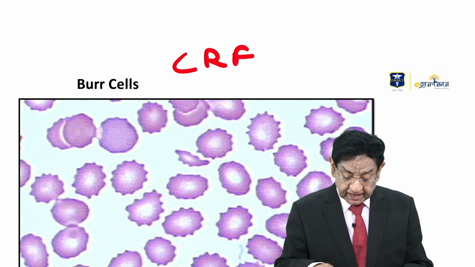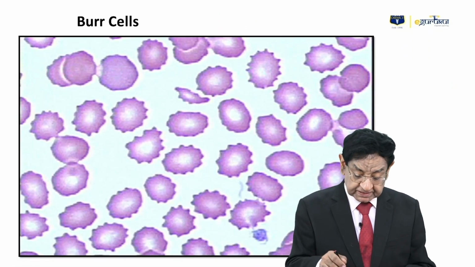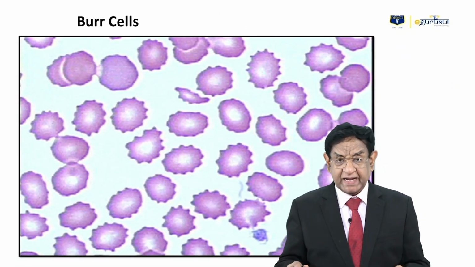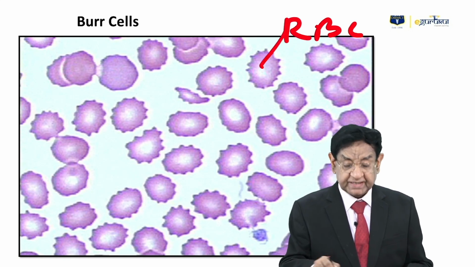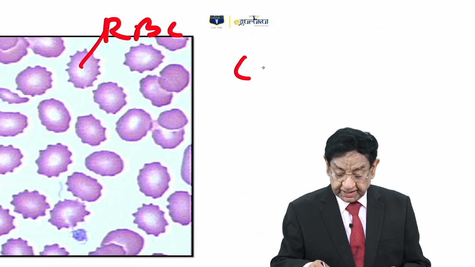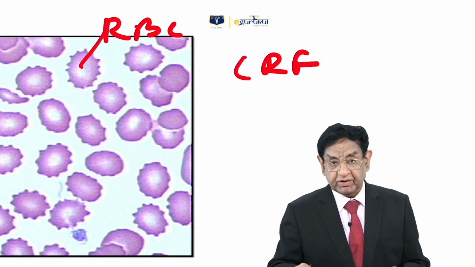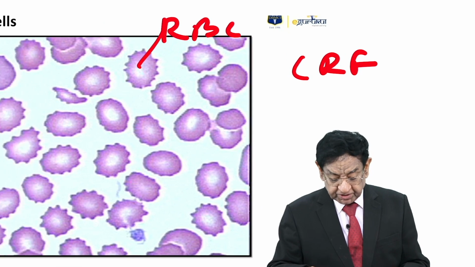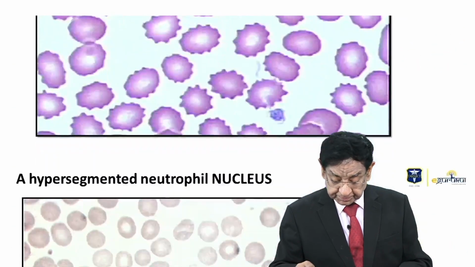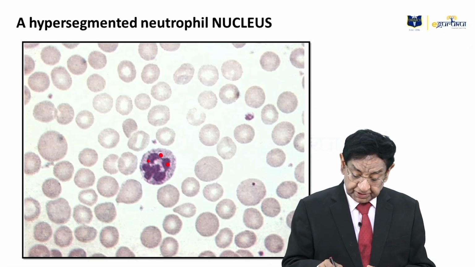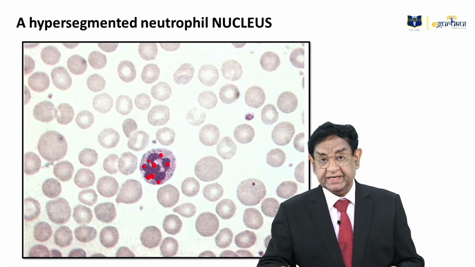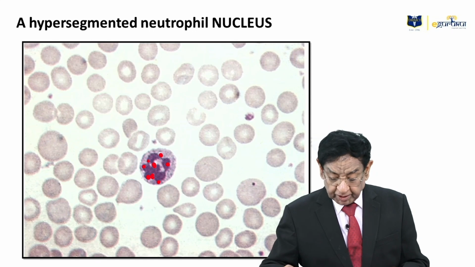And in chronic renal failure, RBCs are burr cells. Typically, they have spine-like projections in the RBCs. This is the classical finding that we get in case of chronic renal failure. In addition, we also get hypersegmentation of neutrophil nucleus. Well, you can see the hypersegmentation of neutrophil nucleus, which we can see in any of the so-called megaloblastic anemias.